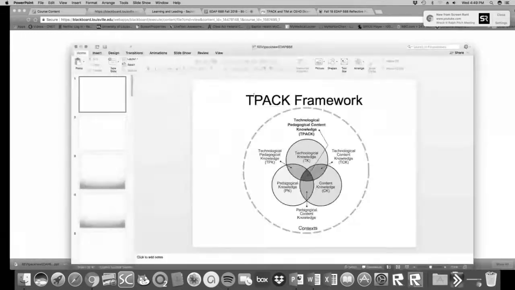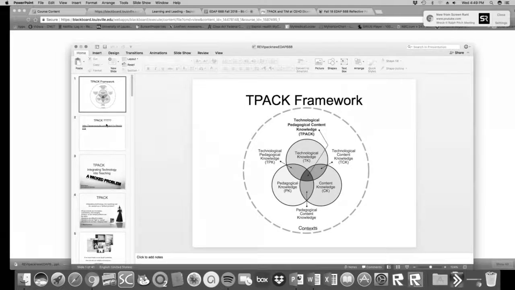I'm going to run this by you. I promise not to take too long with it, but I just want to reemphasize everything I've just said to you about TPACK. So this is the framework. As you can see, it's an intersection of content, pedagogy, and technology. Let's review.